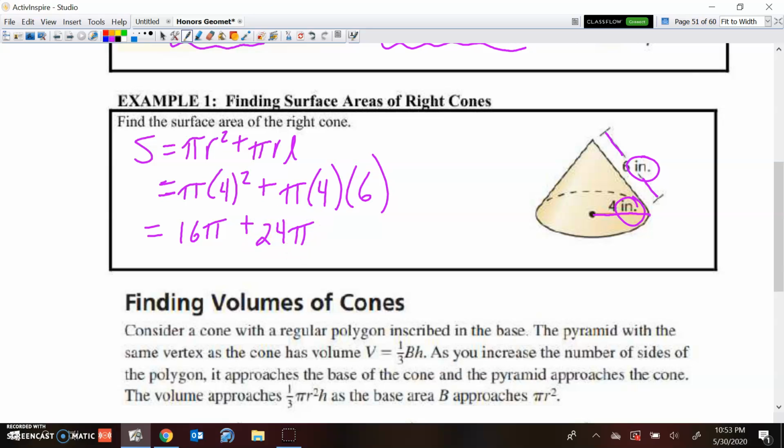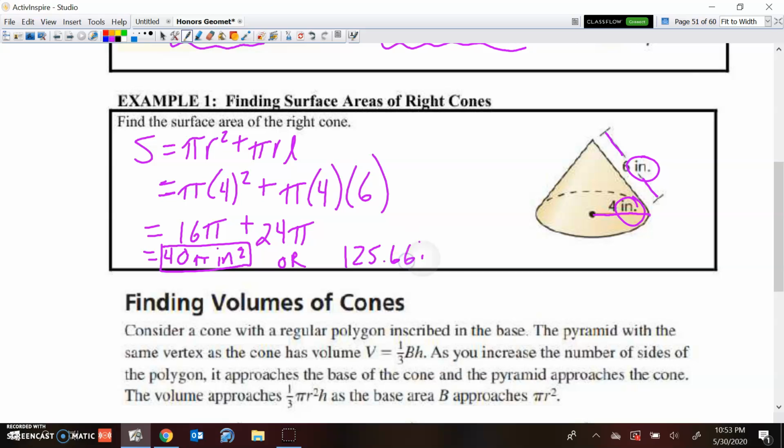Anyways, I can simplify that. 16 plus 24 we know is going to be 40. So I can leave this answer as 40 pi and label it with inches. Now we're doing surface area, so it's inches squared. Or I can go ahead and do 40 times pi, and I can get 125.66.